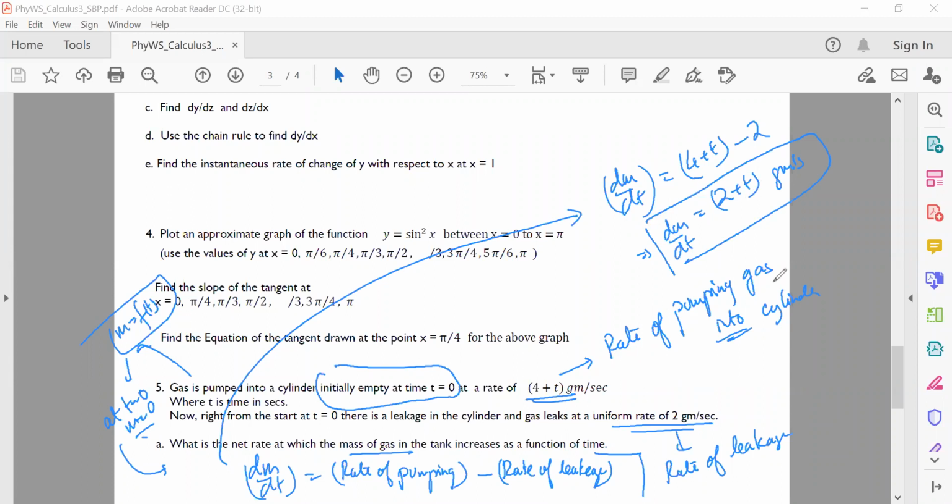For example, at t equal to 0, when the system starts, the net rate of change of mass is 2 grams per second. But by the time it's 1 second, it's increased to 3. By the time it's 5 seconds, it's increased to 7. By the time it's 10 seconds, it's increased to 12. So with time, the rate of change of mass is changing. Okay, so first of all, hope this point is clear to all of you, because this is what will help us solve the next part of the question.